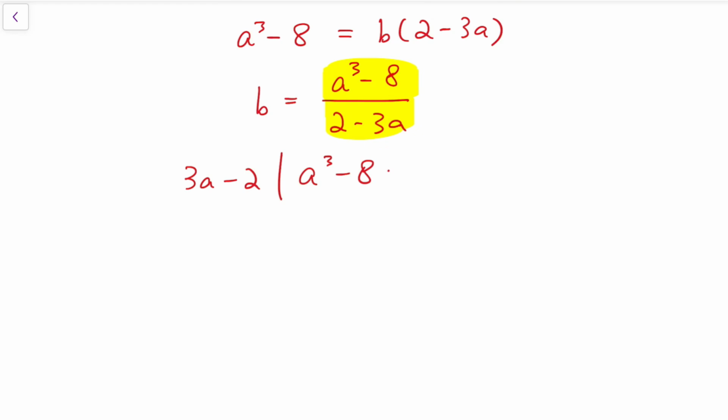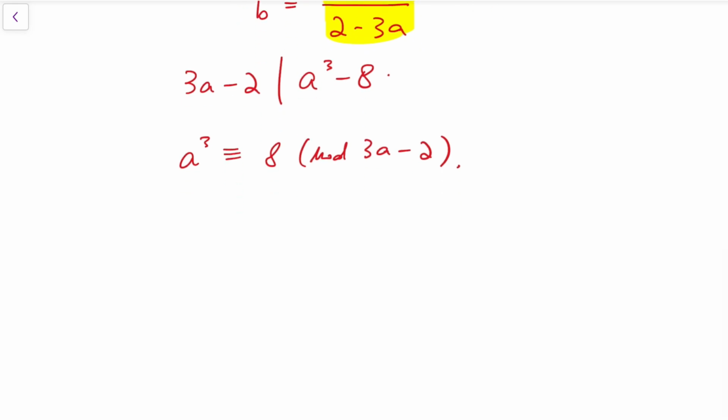And I'm going to use mod, by looking at mod 3a minus 2. Now by definition, we have a cubed is congruent to 8 mod 3a minus 2. But on the other hand, we can also say 3a itself is congruent to 2 mod 3a minus 2. That is clear because if 3a is subtracted by 2, then it's exactly equal to 3a minus 2, or I can put it as a multiple of the expression.